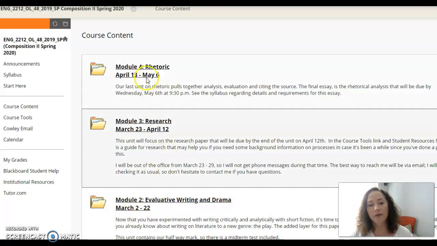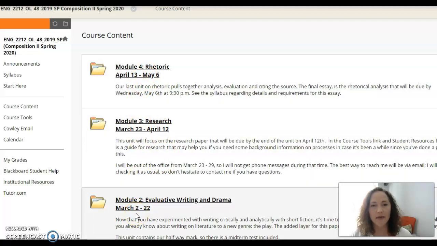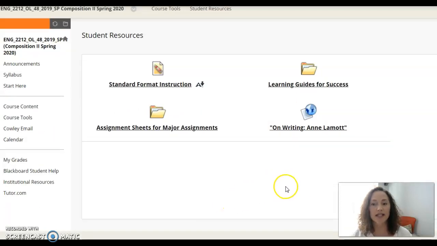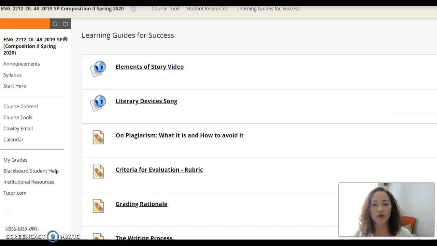And so remember that all of these folders are open for you so that you can access them again, and look at some things, brush up on some concepts, that kind of thing. Course Tools is open for you as well. Student Resources contains a lot of different information, one being standard format for instructions. And then in the Learning Guides for Success, there's a lot of stuff there.